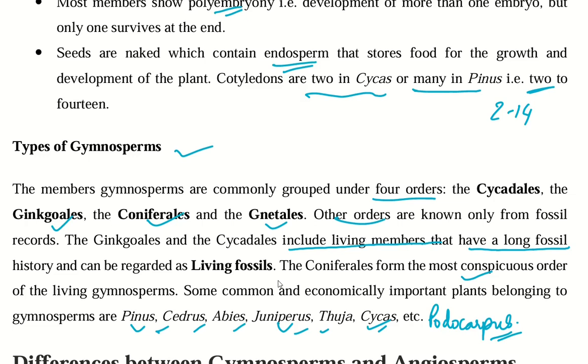Likewise, the religious importance of gymnosperms. In Buddhist culture, they are offered to Buddha as well. And its ornamental values, and for timber, furniture, firewood, fodder, etc.